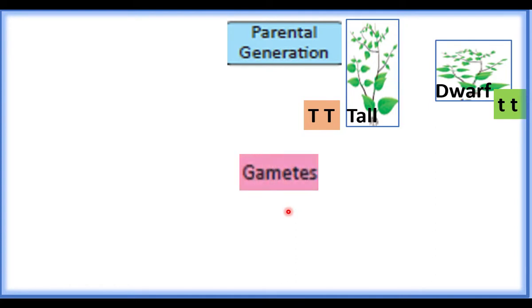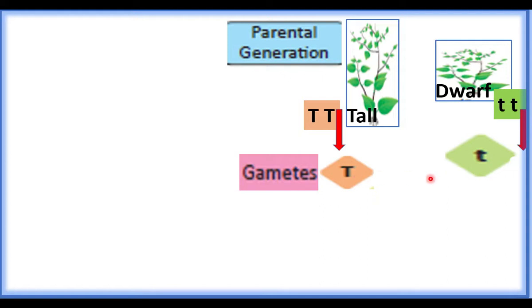During gamete formation, the factors separate. During gamete formation, reduction division takes place, that is, meiosis takes place. Meiosis reduces the chromosome number to half. So capital T enters into 2 different gametes. A gamete receives only one factor, that is capital T, and here also the gametes receive only one factor, small t. Mendel used the word factor. Now the same factors are called genes.